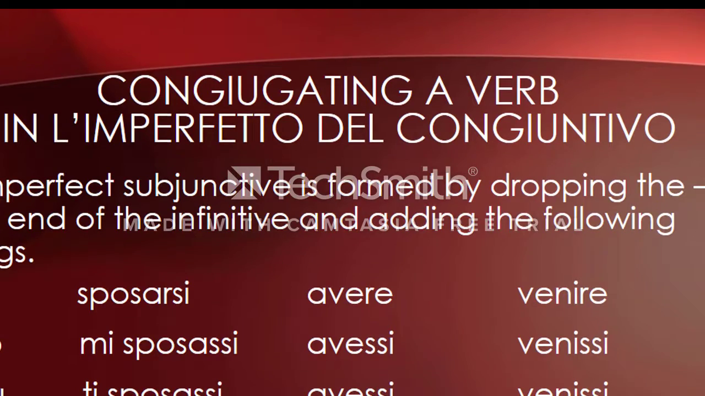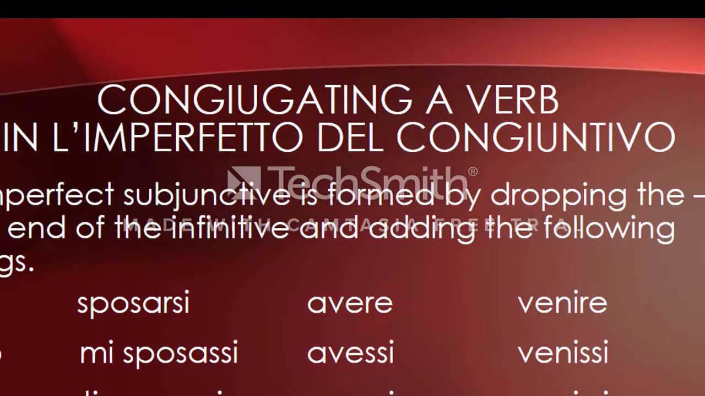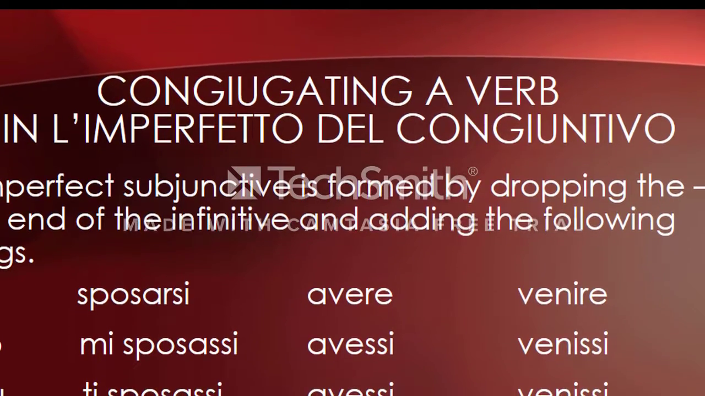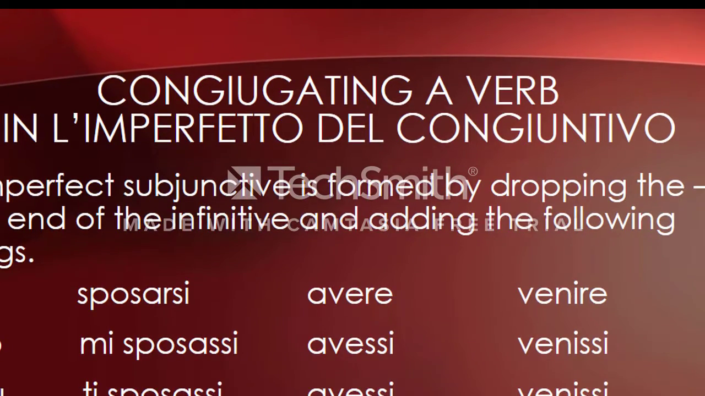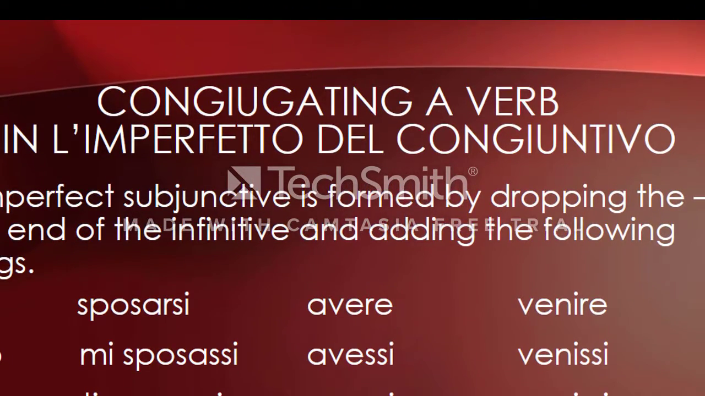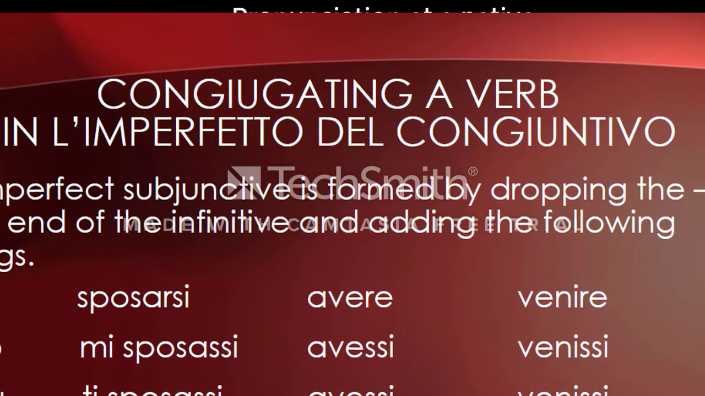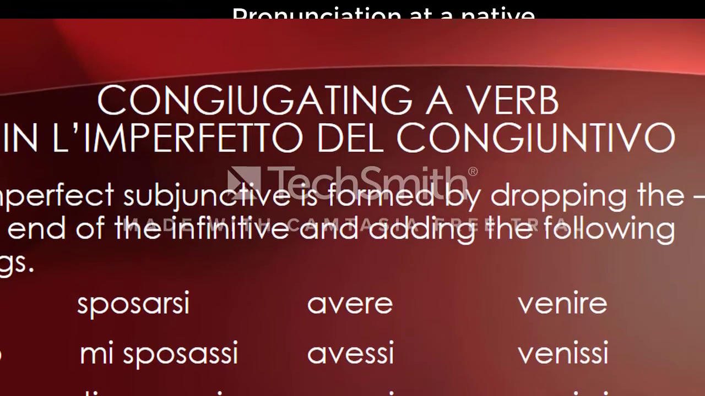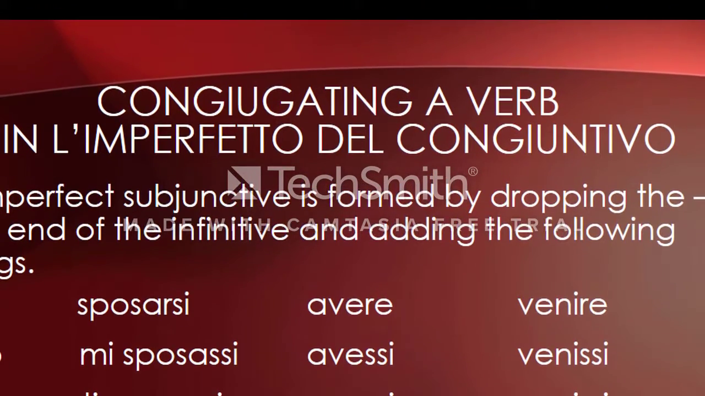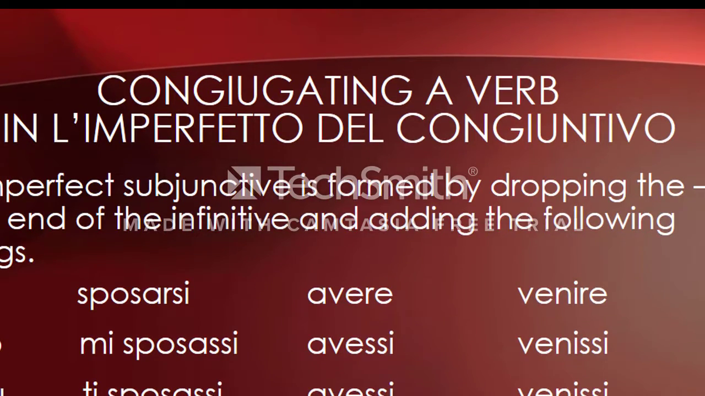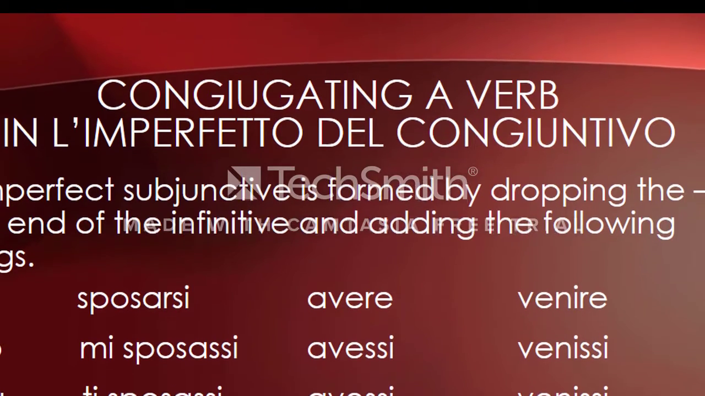Conjugating a verb in l'imperfetto del congiuntivo. The imperfect subjunctive is formed by dropping the RE at the end of the infinitive verb and adding the following endings. So you have the infinitive verb sposarsi, which has a reflexive, so you see it's a little different than the other verbs, avere and venire. So first person, second person singular, third person singular.